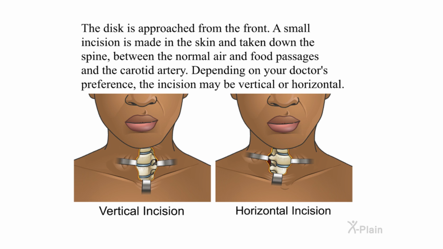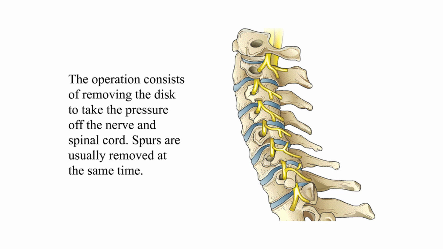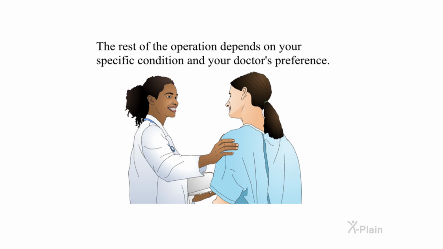The disc is approached from the front. A small incision is made in the skin and taken down the spine between the normal air and food passages and the carotid artery. Depending on your doctor's preference, the incision may be vertical or horizontal. The operation consists of removing the disc to take the pressure off the nerve and spinal cord. Spurs are usually removed at the same time. The rest of the operation depends on your specific condition and your doctor's preference.